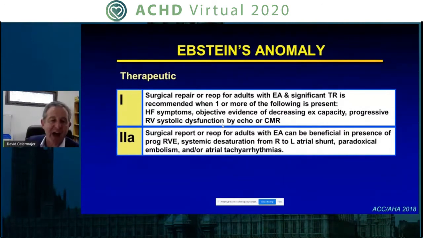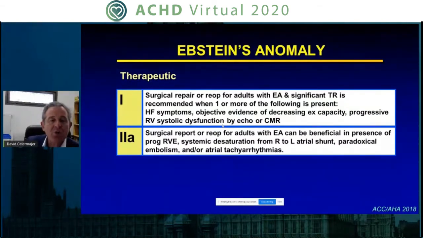And they are progressive RV enlargement, systemic desaturation from right to left atrial shunting, because of course a PFO or an ASD is going to shunt right to left if there's significant obstruction to flow at the level of the tricuspid valve or the RV outflow. Paradoxical embolism and/or atrial tachyarrhythmias are also relative factors that should be considered in the decision-making for Ebstein's anomaly surgery.